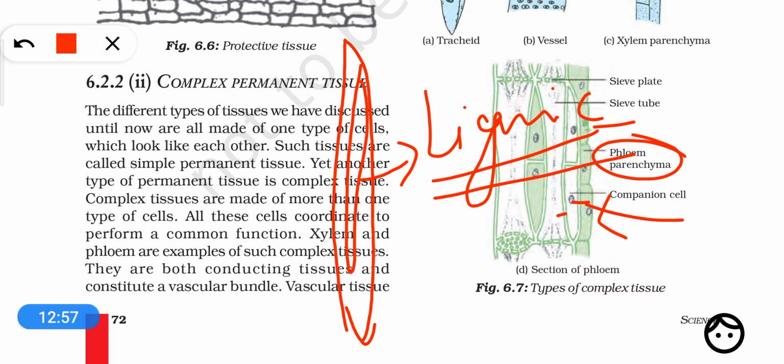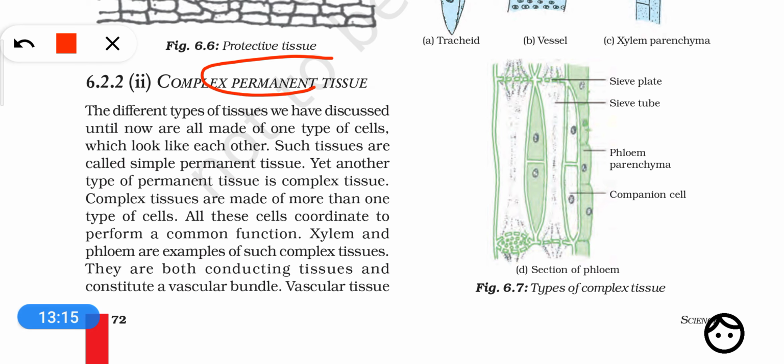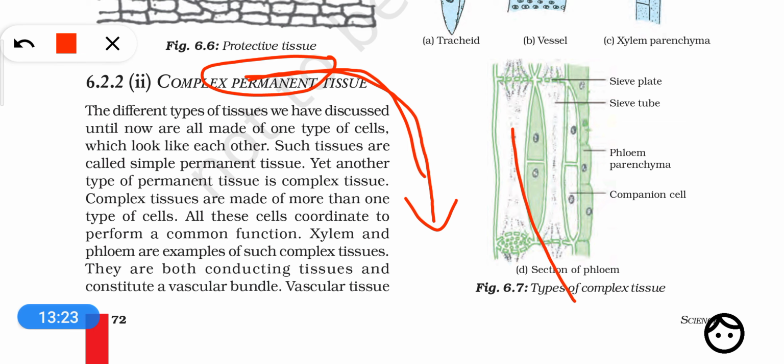One more important point is that in xylem the movement of water is unidirectional, from downwards to upward, but in phloem the movement of food is from both directions. On one side it takes food from leaves. Suppose this is a leaf, so it will take food from leaf and conduct it to the downwards. On the other side it may take food from the root and may conduct it to upside. So in phloem the movement of food is multi-directional, we can say, from upside to downside and from downside to upside.